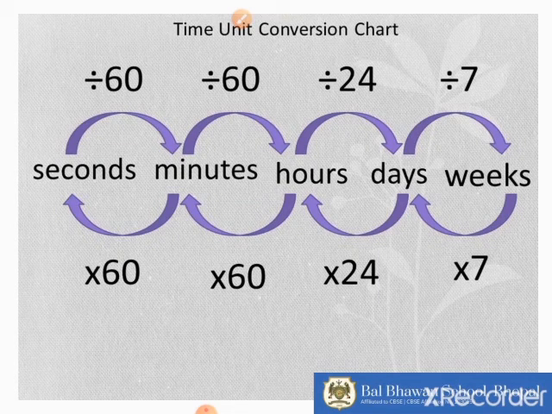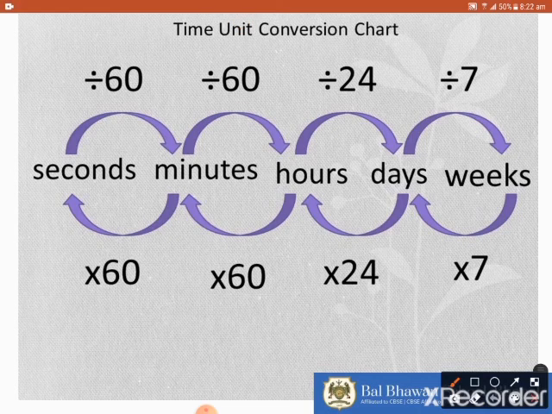So this is the time conversion chart. Here you are going to convert units of time. So children, you can see here that if you have to convert seconds into minutes, you are going to divide by 60. But if you have to convert minutes into seconds, you will multiply by 60 because minute is a bigger unit as compared to second.